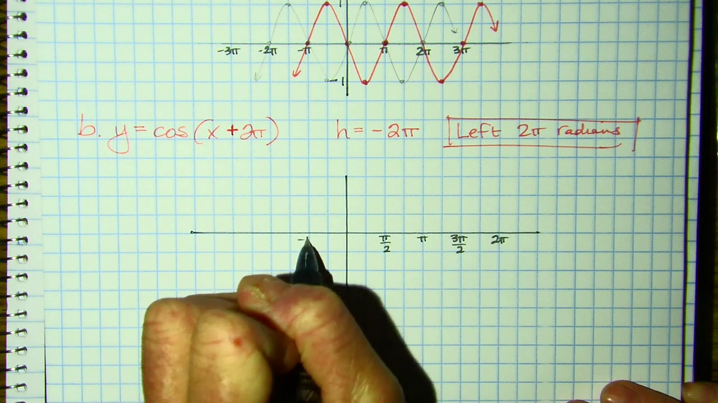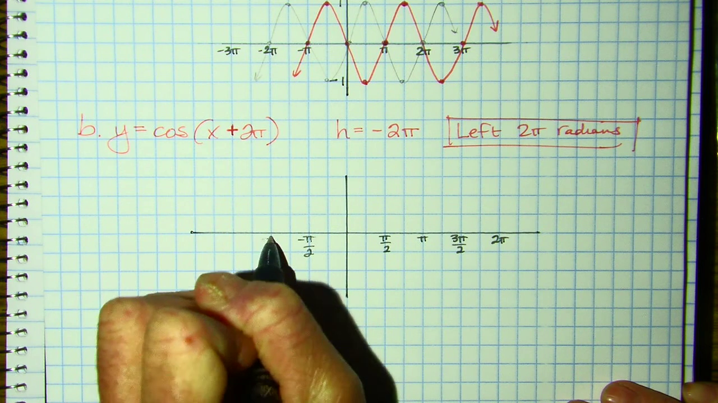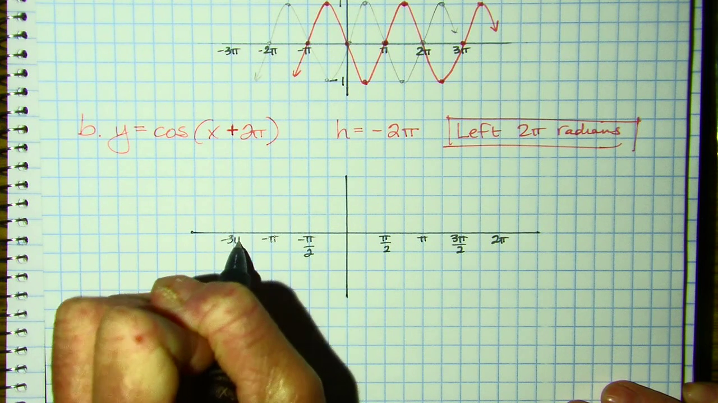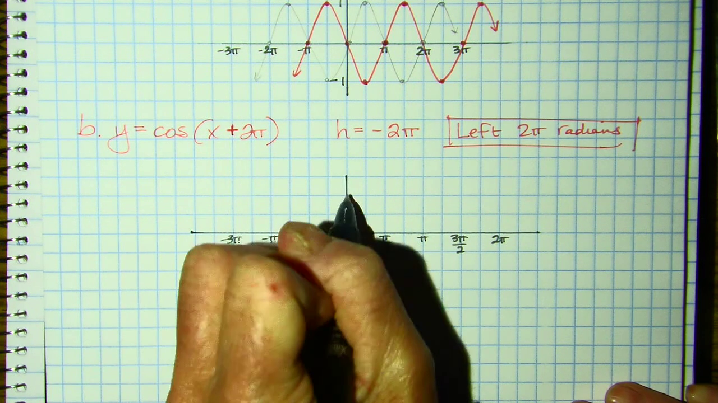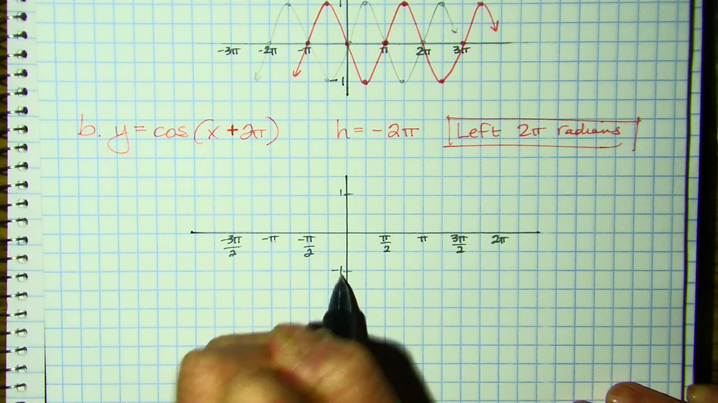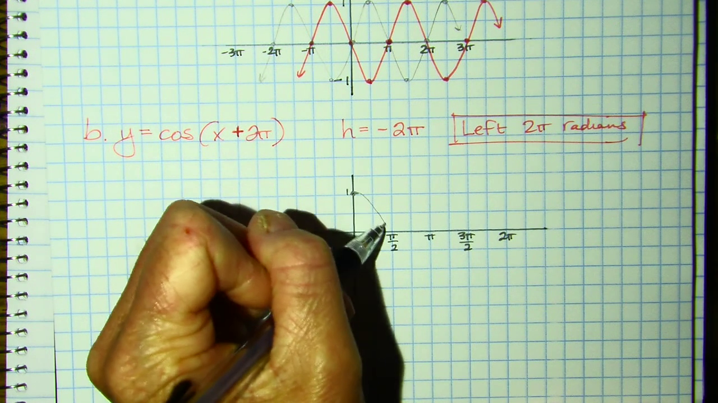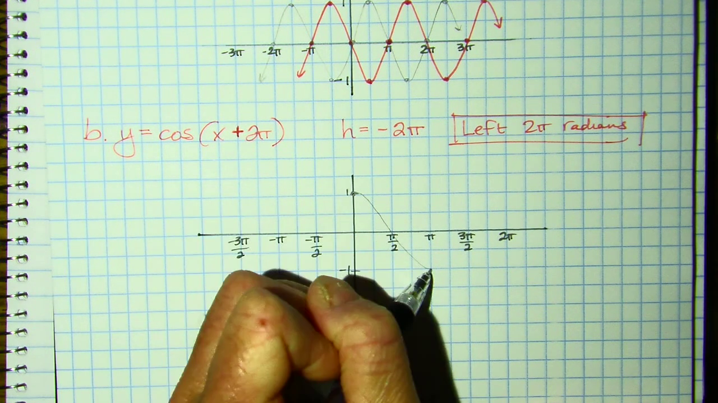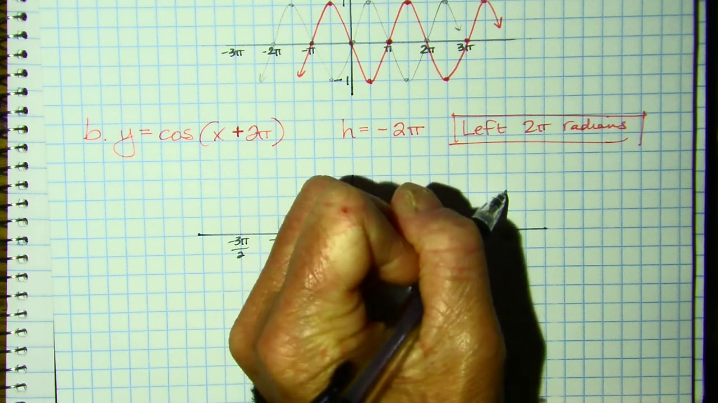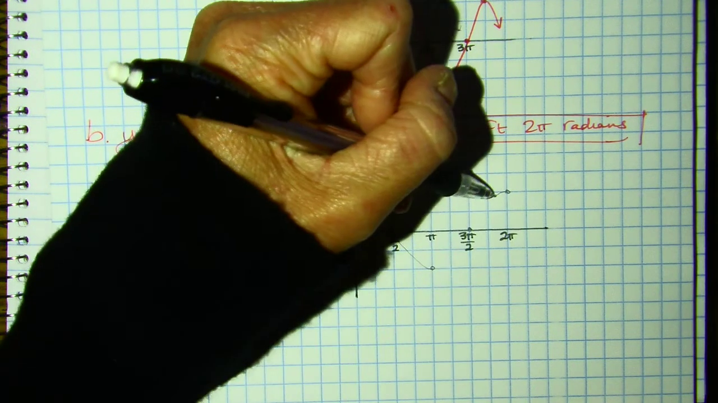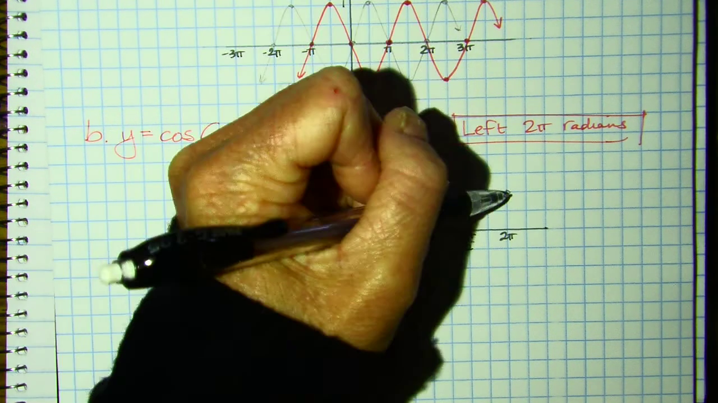You can space it out however you like. You can space it out the same as mine. It's really up to you. So here's 1, negative 1. So with a pencil, I'm going to draw the original. The original should go through pi over 2 and through 3 pi over 2. So I'm tracing the original lightly with a pencil.